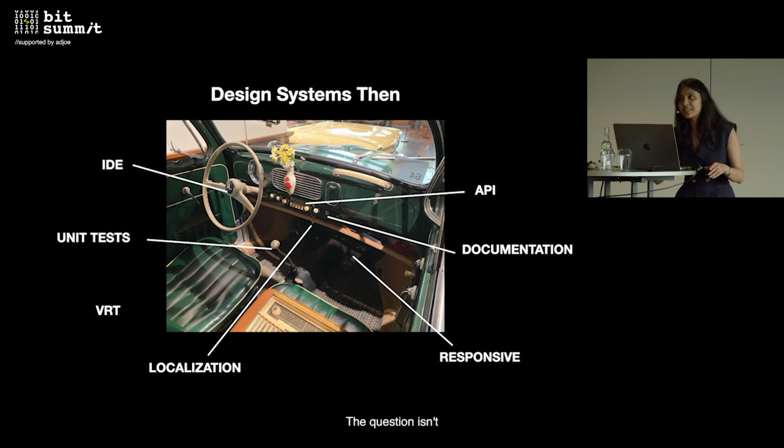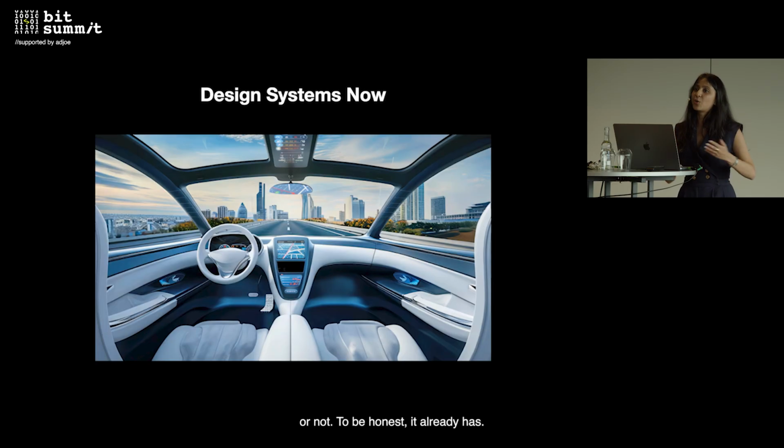The question isn't whether AI will change the design system or not. To be honest, it already has. The question is whether you will be the team to use AI to build the next generation of design systems, or will you be the team wondering why everyone else's components are shipping faster and better and more consistent than yours?